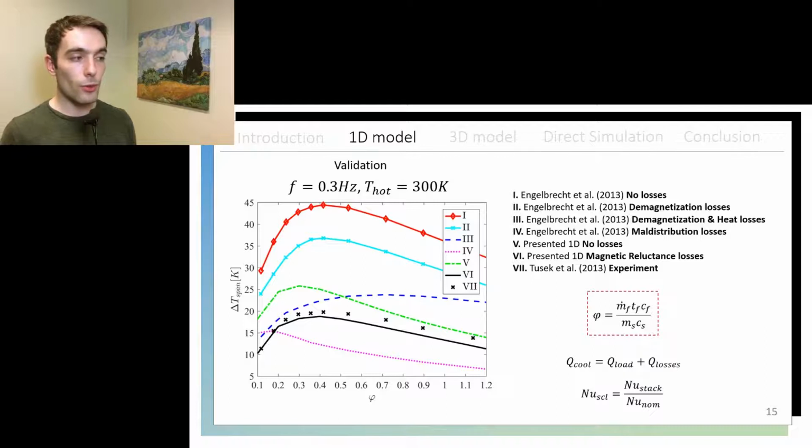So the first four lines represent the solution of a one-dimensional model by Engelbrecht et al. And well, the first one would be without any loss mechanisms. The second one takes into account the demagnetization field. The third one takes into account the demagnetization and heat losses, and the heat losses were approximated throughout all the geometry of the regenerator and then lumped into the cold heat exchanger as a load. The fourth one takes into account only maldistribution losses, which are losses associated to the manufacturing process of the regenerator, so differences in the plate spacings and thickness of the plates, which would create non-uniform velocity profiles.